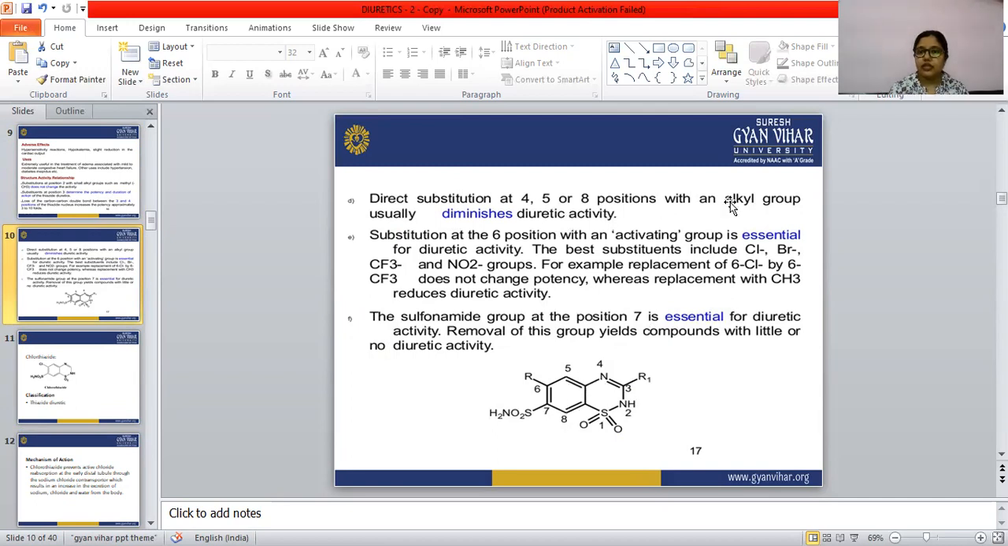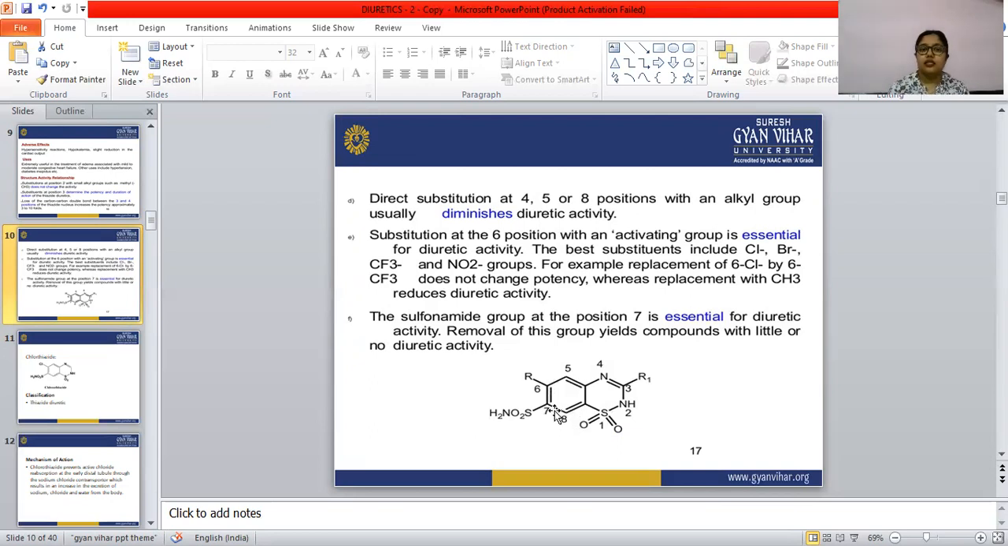Substitution with an alkyl group usually diminishes the diuretic activity. If we are substituting any alkyl group at the 4th position, the 5th position and the 8th position, that decreases the diuretic activity. So you have to remember that at the 4th, 5th and 8th positions, substituting any alkyl group decreases the diuretic activity. So these three positions should be unsubstituted.